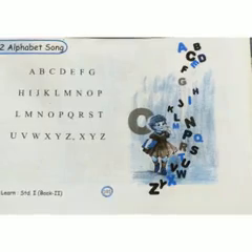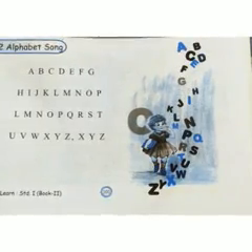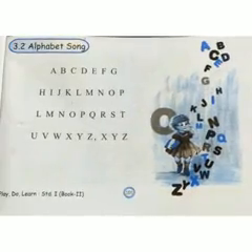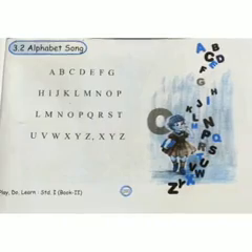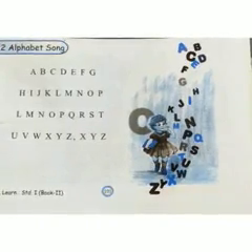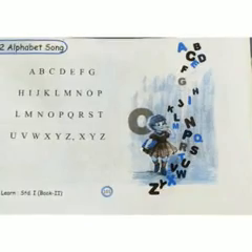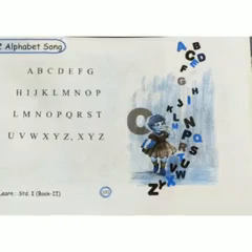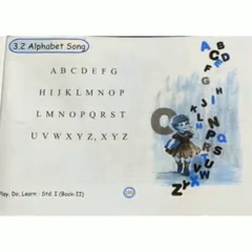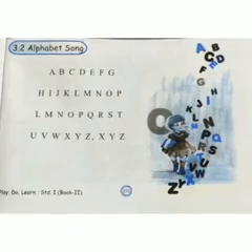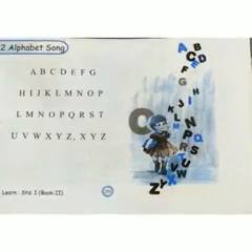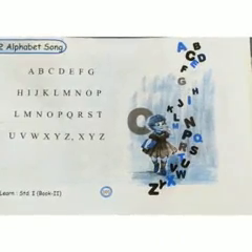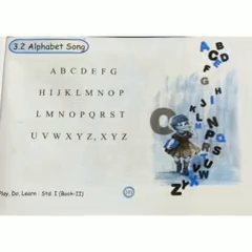Now what is alphabet song? Alphabet song yani jo hamare alphabets hai, hamare kitne alphabets hai? 26 alphabets hai. So just we will name all those 26 alphabets, that is A, B, C, D, E, F, G, H, I, J, K, L, M, N, O, P, Q, R, S, T, U, V, W, X, Y, Z.